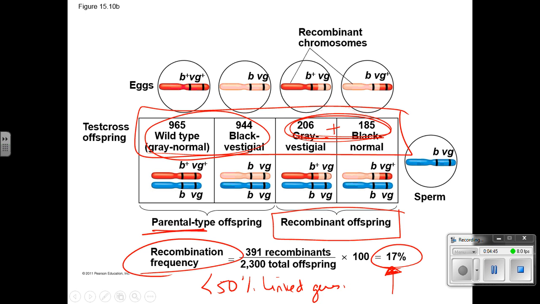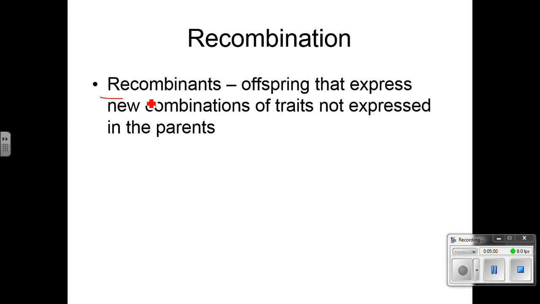Okay. That means this number is going to be greater than 50%, and then the recombination is going to be less than 50%. That's how we really definitively determine if those genes are inherited together or not. What are recombinants? They are the offspring that express new combinations of traits that were not expressed in the parents. And we expect that with Mendelian genetics.